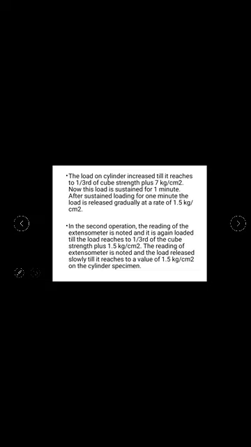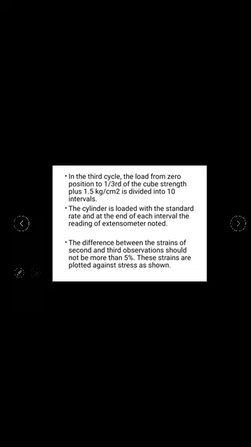the cylindrical specimen. Now in the third cycle, the load is again applied from the zero position to 1/3 of the cube strength. Previously the load started at 140 kg per centimeter square. Now the loading is started from 0 to 1/3 of the cube strength plus 1.5 kg per centimeter square. This is how the 3 stages are carried out.